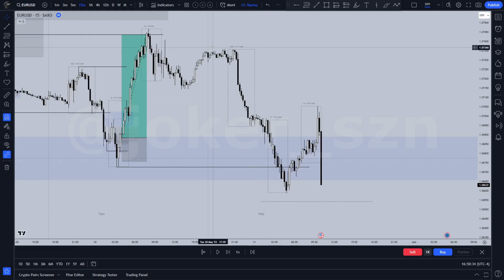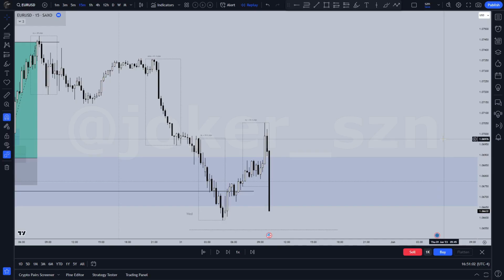So although we had Asia taking out external liquidity and displacement, we have been overextending, so London was a low probability session. And in New York we also don't really want to play a continuation here because we have taken out the previous day's low, and now we have news here. So we just want to let price action show us its intentions, right? And then go from there. So we don't really want to force any setups here at this point.